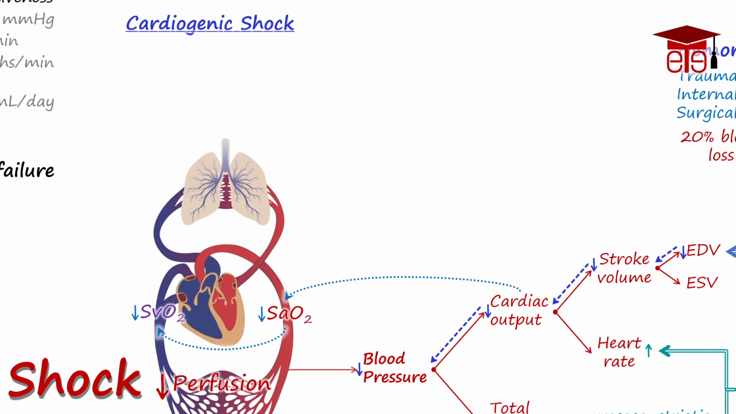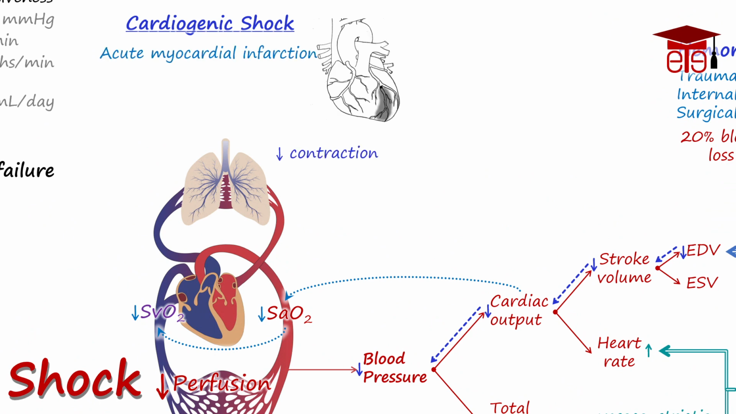Another type of shock is cardiogenic shock, which occurs when the heart is unable to pump enough blood to the body's tissues. This is often seen in acute myocardial infarction, or heart attack, where damaged heart muscle cells can't contract effectively, reducing stroke volume and cardiac output.